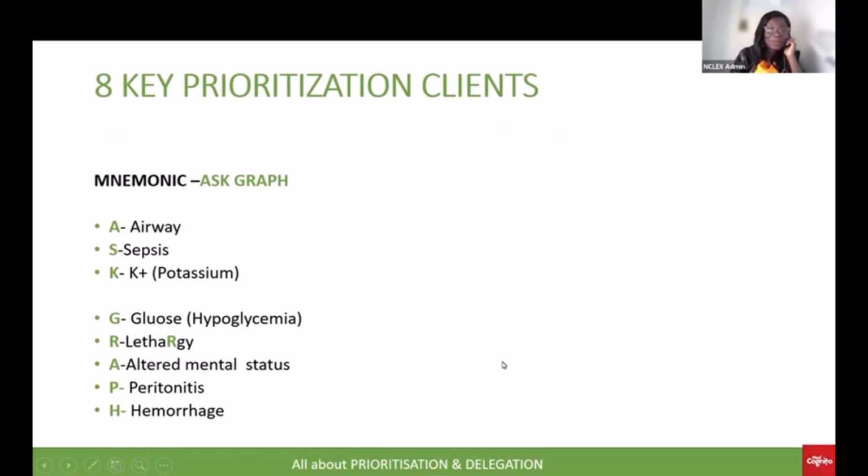And yes, as we do it here, we always give some mnemonics to serve as a guide. There's this mnemonic that puts together the 8 key prioritization for client. Use the mnemonic ASK GRAPH as a guide if you remember the mnemonic. And as I said, airway has to be prioritized as well. But always remember the other rules and know which one should be prioritized first.